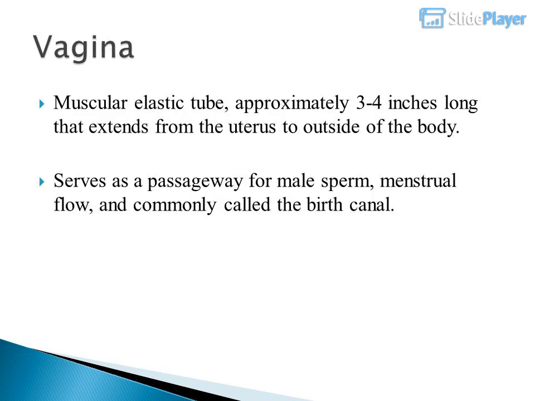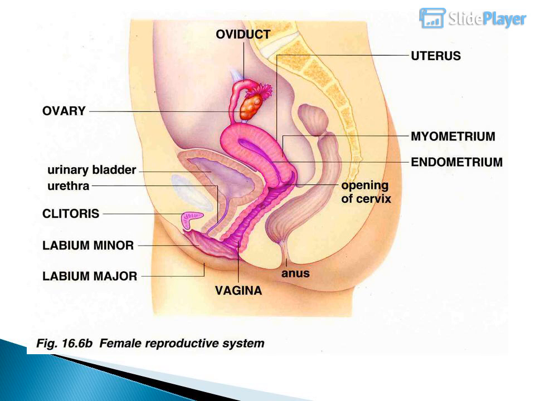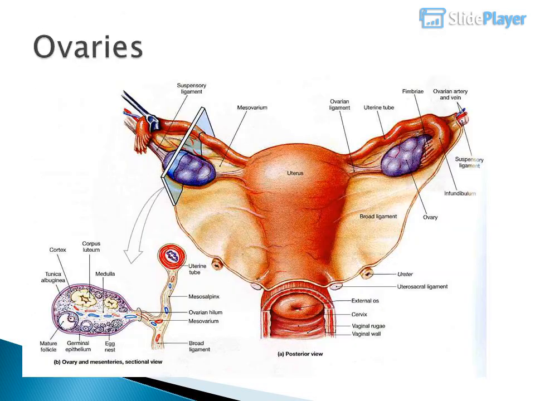Vagina. Muscular elastic tube, approximately 3 to 4 inches long that extends from the uterus to outside of the body. Serves as a passageway for male sperm, menstrual flow, and is commonly called the birth canal. Ovaries.